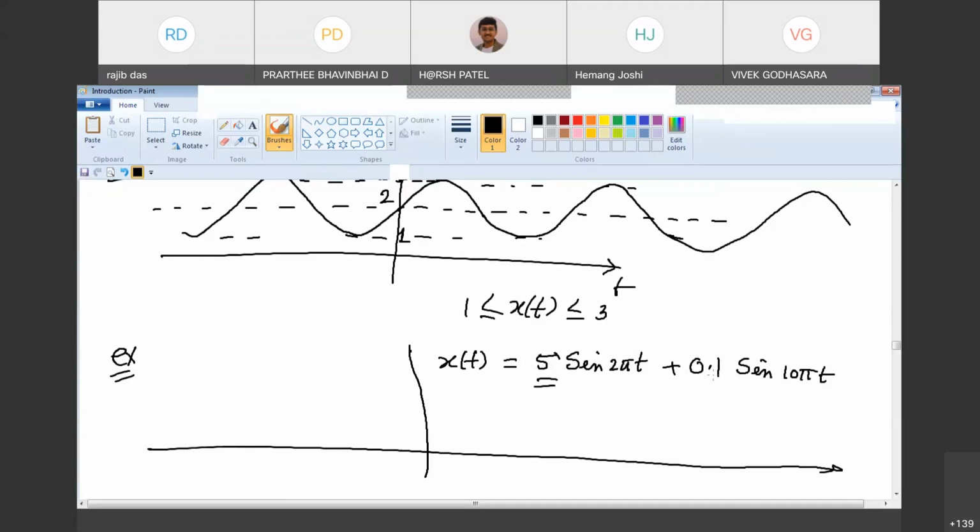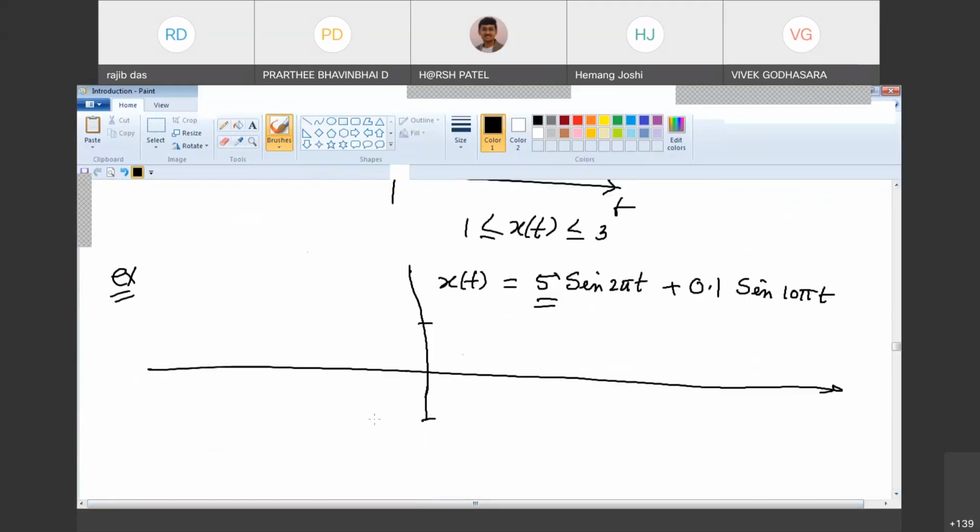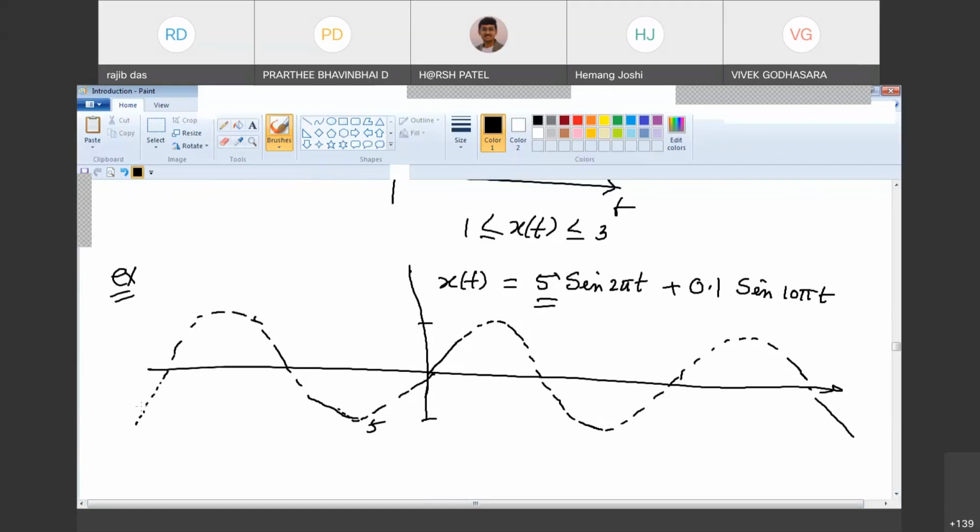Okay. So can you draw? So this 5 sine 2 pi t, I can write this is 5. This is minus 5. Just 1 minute, I'll draw. Is it okay? This is corresponding to 5 sine 2 pi t. Its frequency is 1 hertz.